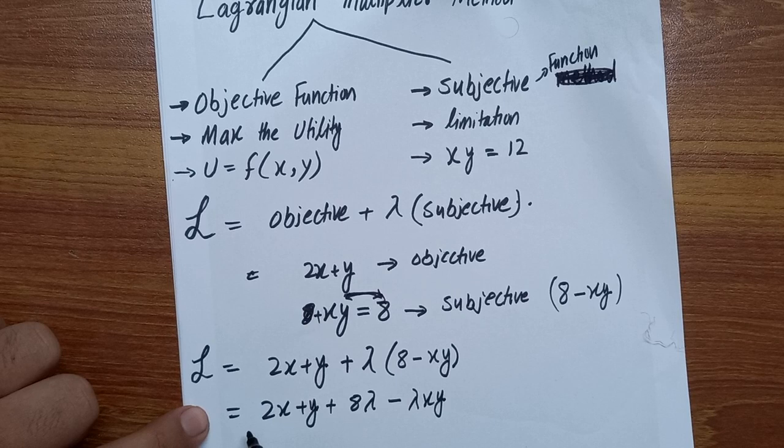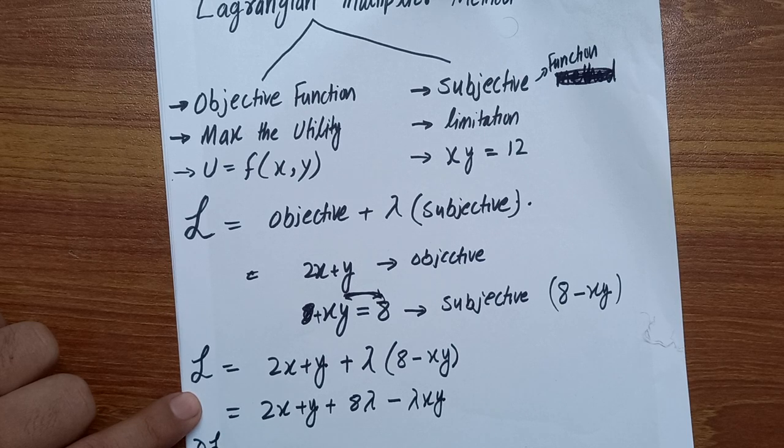Now we are going to find the partial derivative with respect to x, with respect to y, and with respect to lambda. First I will find the partial derivative with respect to x. We take the derivative of those terms which have x. When we take the derivative of 2x, it will be 2, and for the other term, x will be removed and we have lambda and y. This is equation 1.